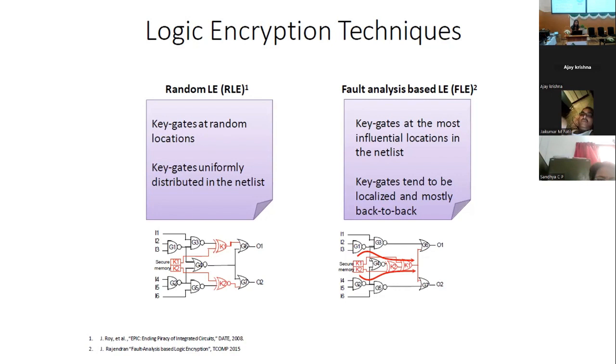But the thing is, it is prone to many attacks. If the attacker knows the key gates, he can find the key bits just by trying all the key bits. Because we insert one logic gate in one place, another in some other place. Since those two are not interconnected, a brute force attack is very easy. That's why. Then the second method, avoiding some attacks, is fault analysis based logic encryption.